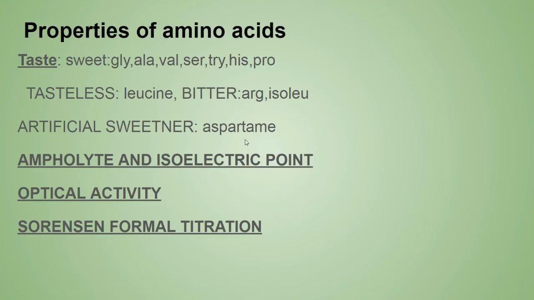Now the properties of amino acids. First of all, the taste of amino acids: sweet, tasteless, bitter and artificial sweetener. Now sweet are glycine, alanine, valine, serine, tryptophan, histidine and proline. These are the sweet ones, means they will taste sweet. Tasteless is leucine, bitter are arginine and isoleucine. Now artificial sweetener, whatever artificial sweetener we add in our recipes, is made up of the amino acid aspartame.